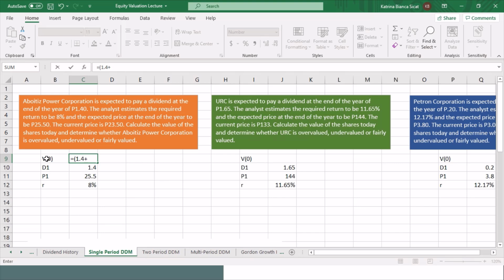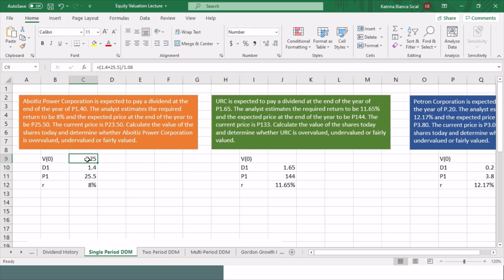1.4 plus 25.50, divided by 1.08. Why 1.08? Because it's 1 plus the rate, so that's going to be 8%, so that's going to be 1.08. Okay, since if you raise it to 1, you will just get the same answer, so hindi na natin ilalagay yun. Ayan.